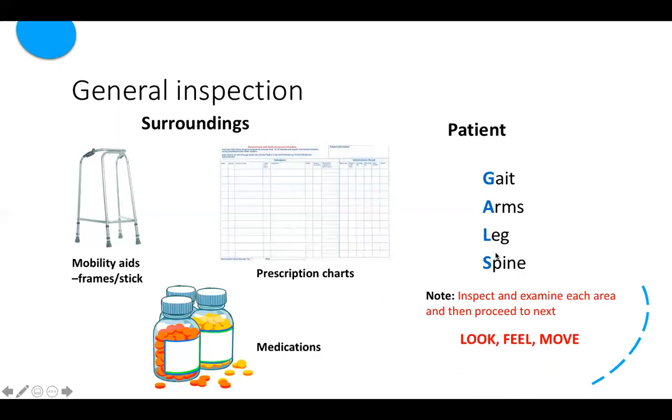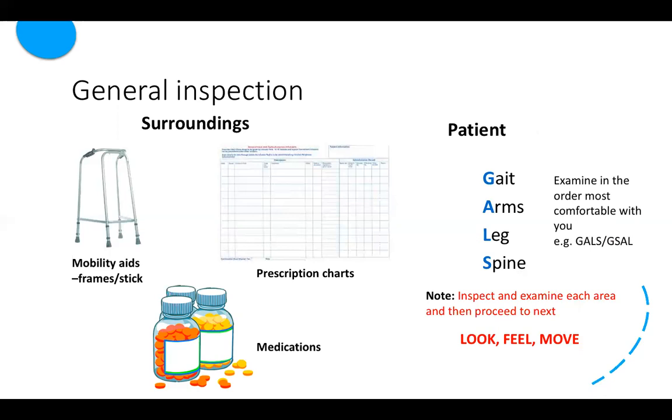Usually, if you have, let's say, a respiratory examination, you go through inspection, palpation, percussion, auscultation. When it comes to GALS and MSK-related things, it changes, so it becomes look, feel, and move. So coming back to the arms, you want to inspect, you want to feel, and you want to move and perform certain movements. Once you've done all that, then you move on to the next area.